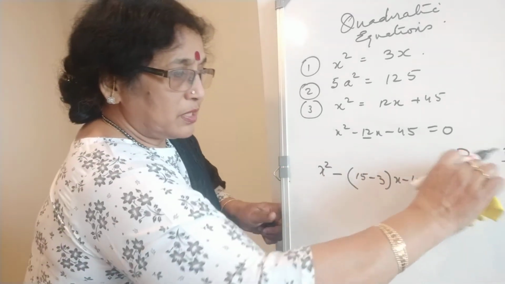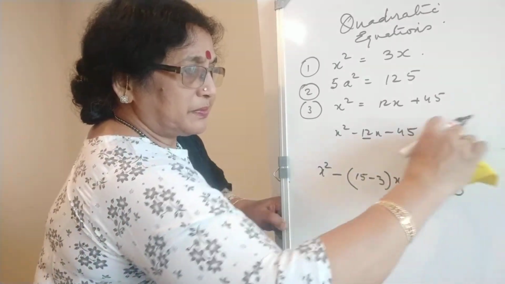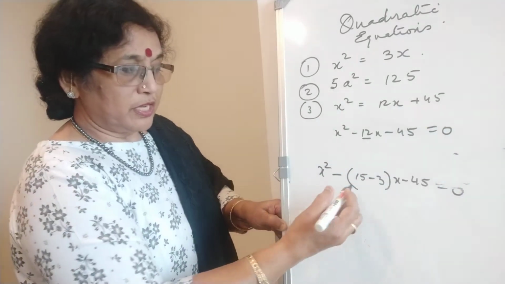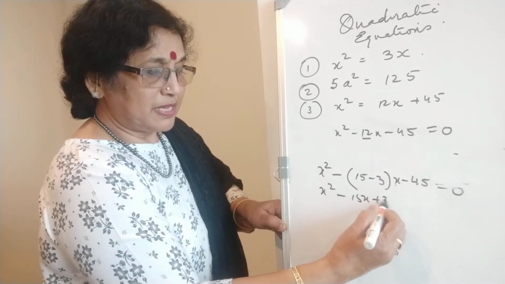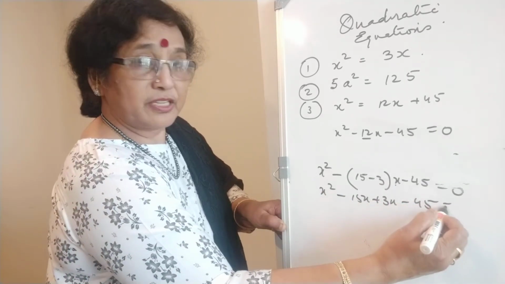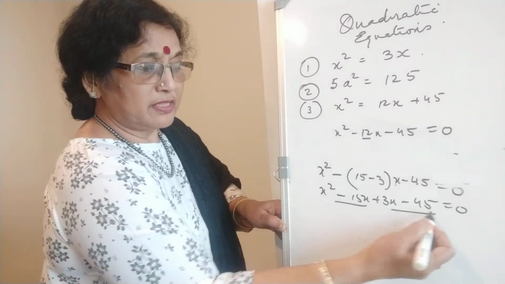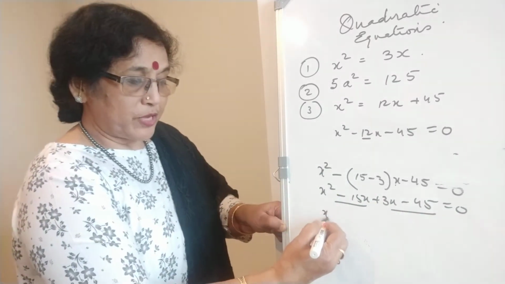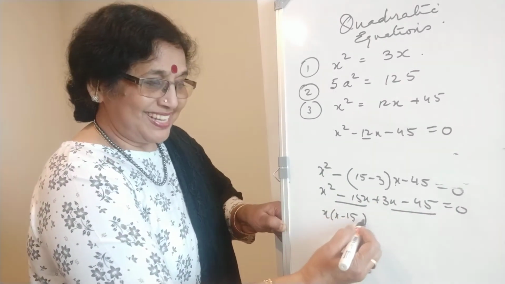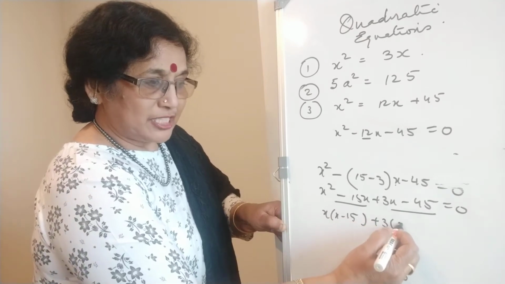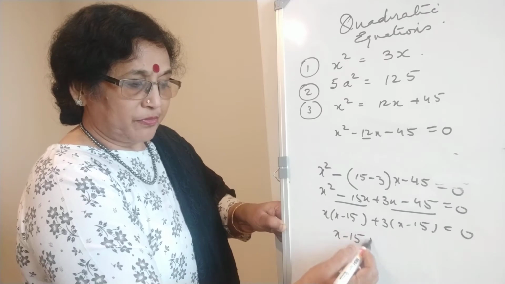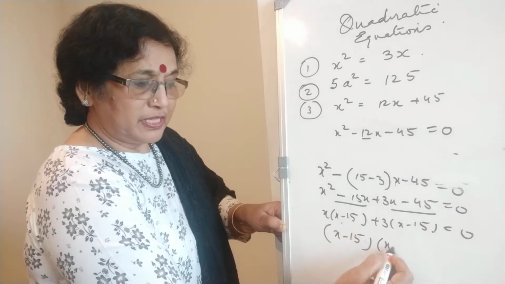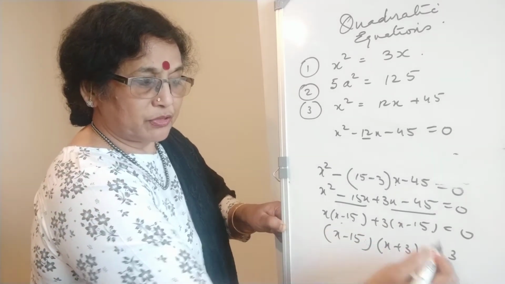Okay. So here let me rub this out. Yes. So here now I open the bracket. Don't forget this. Minus 15x plus 3x minus 45 is 0. You can take the first and the second. Do not use brackets. So x into x minus 15 plus 3 into x minus 15 is 0. So the two factors are, common factor is x minus 15 into x and x plus 3.